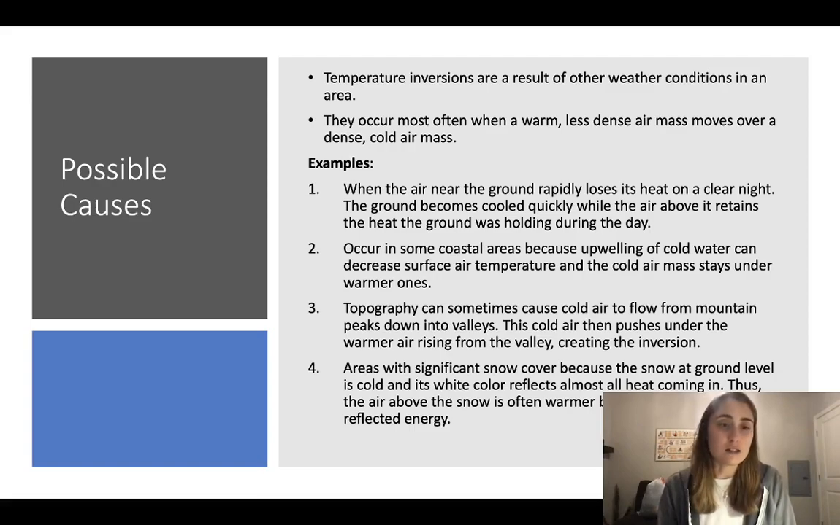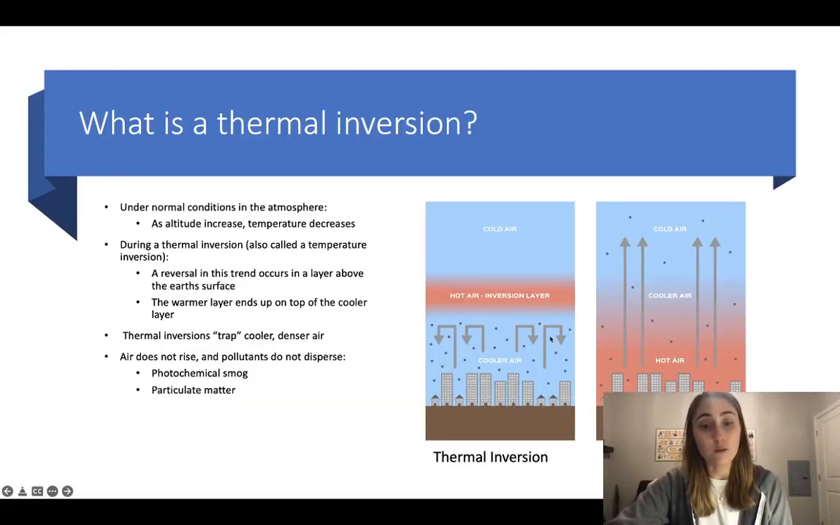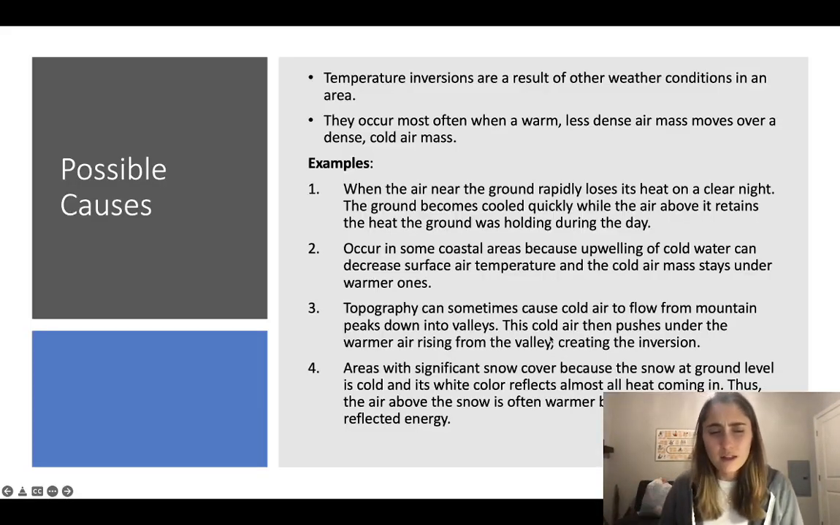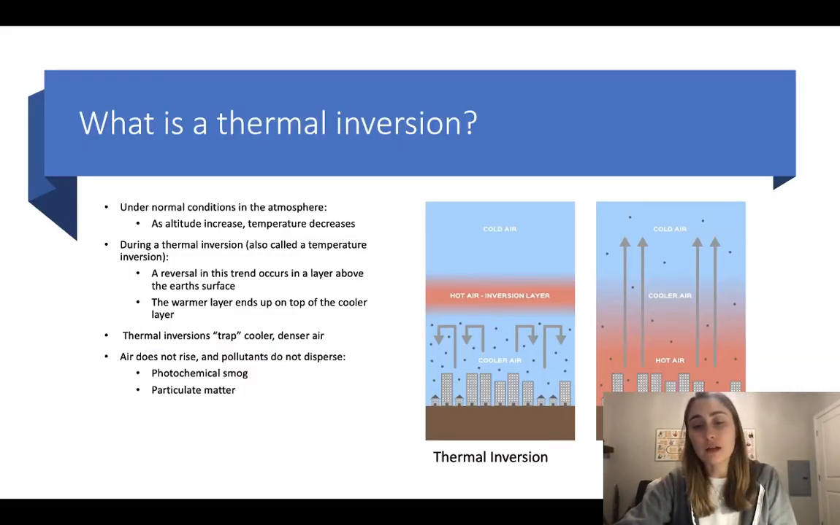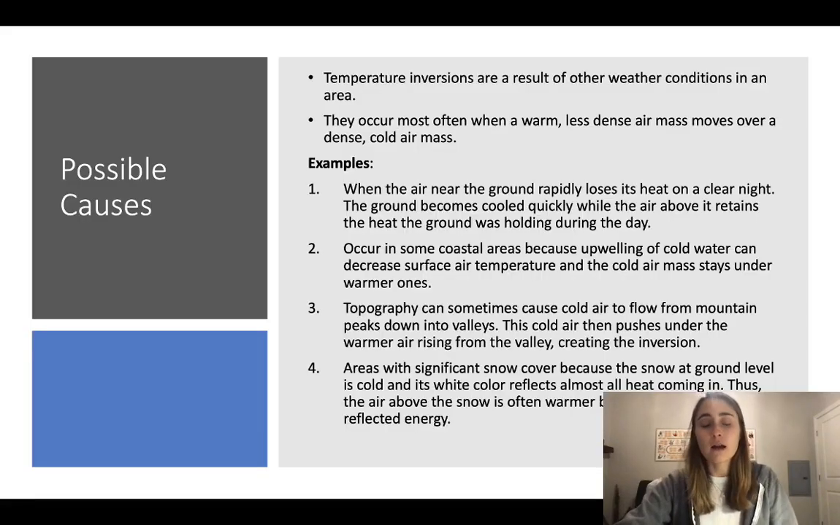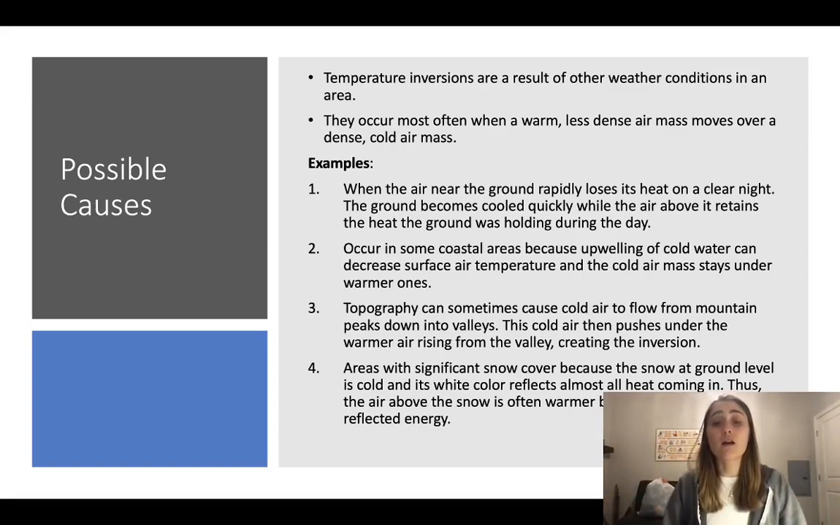So what causes this sort of phenomenon to occur? Well, if you think about it, why might we see this trapping of cold air under a layer of warm air? You might be able to think about it. So really, anytime the air near the ground is rapidly losing heat, we're going to see an inversion layer form. So if we have relatively warm air, but something drastically shifts that causes the layer underneath that to cool very quickly, we're going to create this inversion layer.